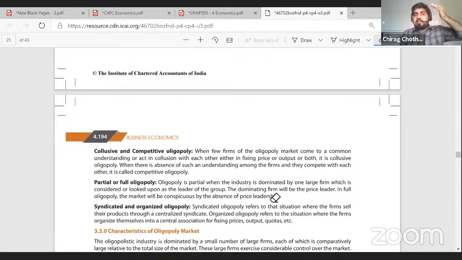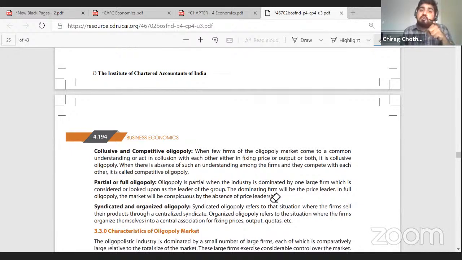See, understand, many a time students get confused between collusive oligopoly, syndicated oligopoly, and organized oligopoly. Collusive means they will be at different locations. Location barrier is not there. Okay. In syndicated and in organized, location is there. In a particular location, they will come. In collusive oligopoly, they will be selling at a same price.